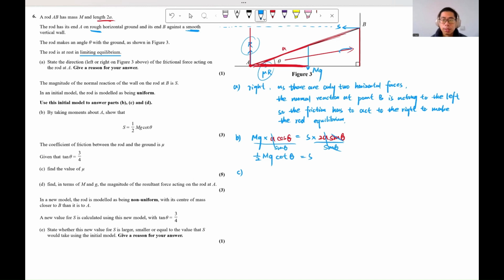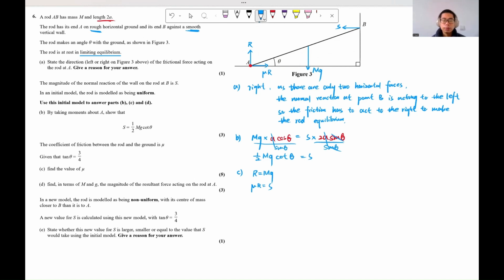Let me clean this a bit. So for the forces, we have only 4 forces here. One is R, another one mu R, the friction, and mg the weight, and S the normal reaction at B. Because it's in limiting equilibrium, up equals down, so R equals mg, and left equals right, so mu R has to be equal to S.